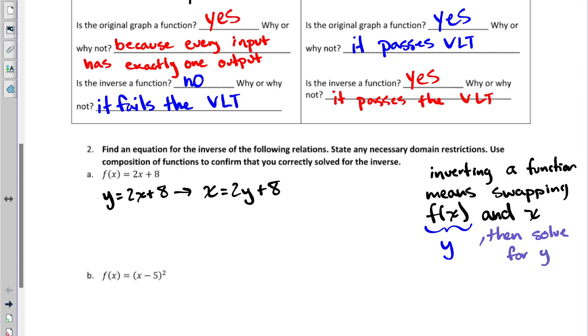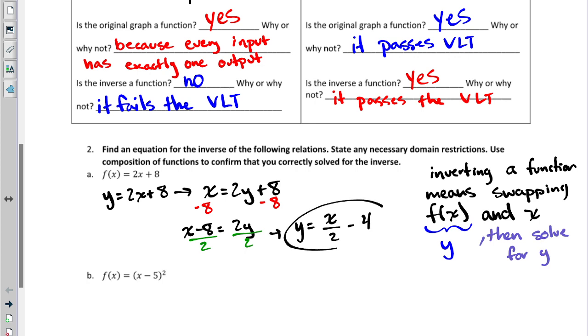Meaning I'm going to do things to both sides to get y by itself. So the first thing I see is I need to get rid of this 8. So I'm going to subtract 8 from both sides. I get x minus 8 equals 2y. And then I'm going to divide by 2. And I get y equals, let's say, x over 2 minus 4. Okay. So these two right now are inverses. We've swapped x and y, and we've solved for y.